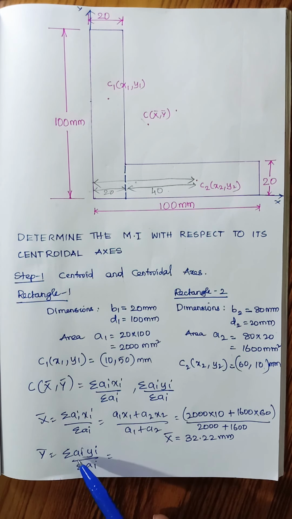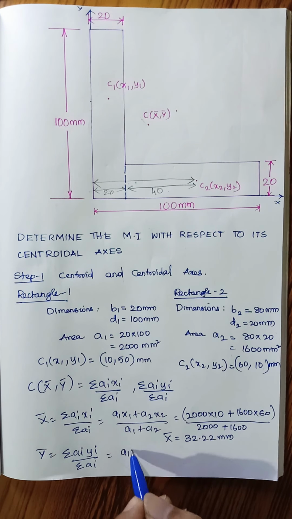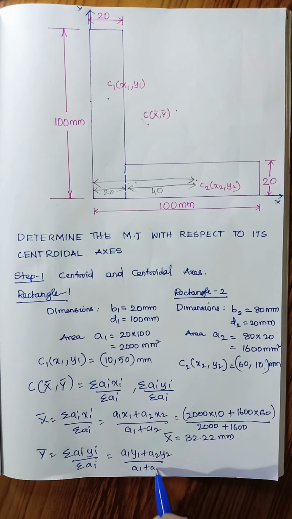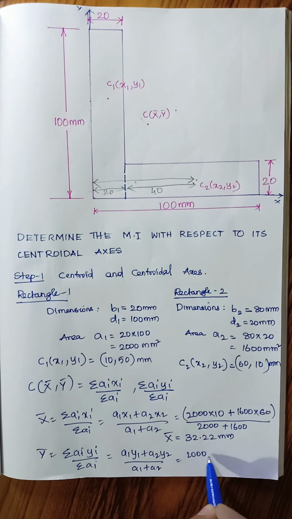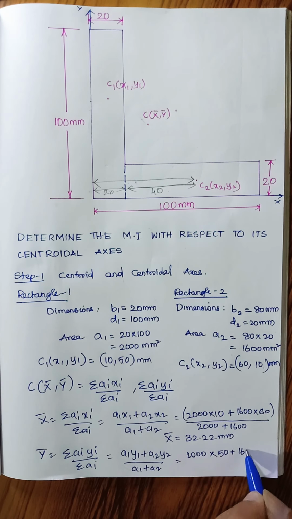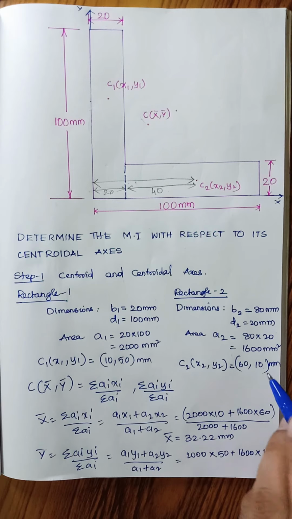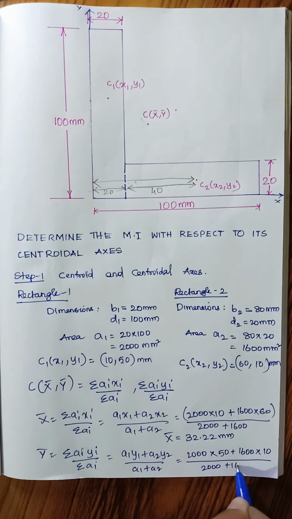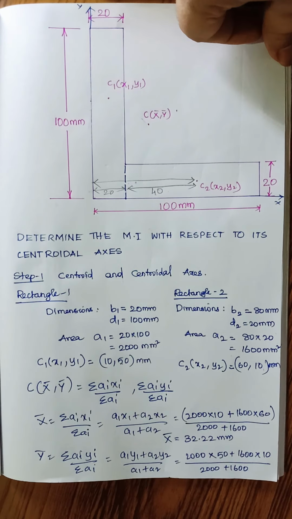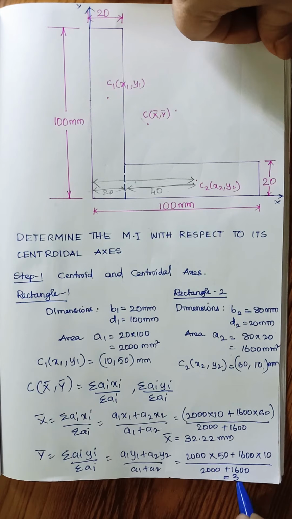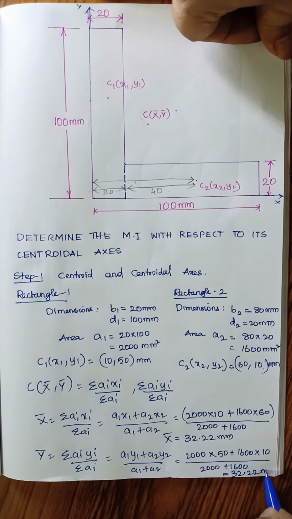Similarly y bar is equal to sigma Ai yi divided by sigma Ai. So (A1 y1 plus A2 y2) by (A1 plus A2), that is 2000 multiplied by y1 is 50 plus 1600 multiplied by y2 is 10 divided by 2000 plus 1600. Now here also we'll get y bar, which is equal to 32.22 millimeters.